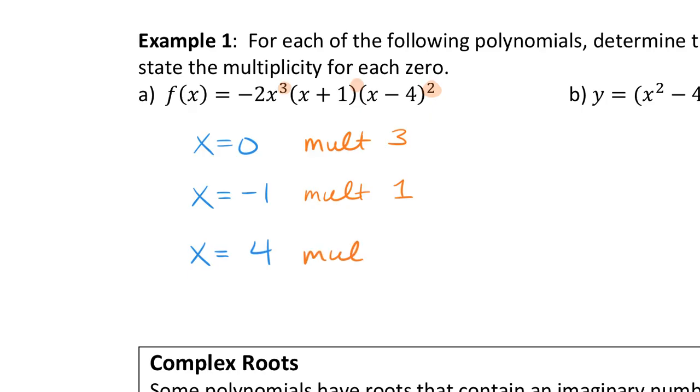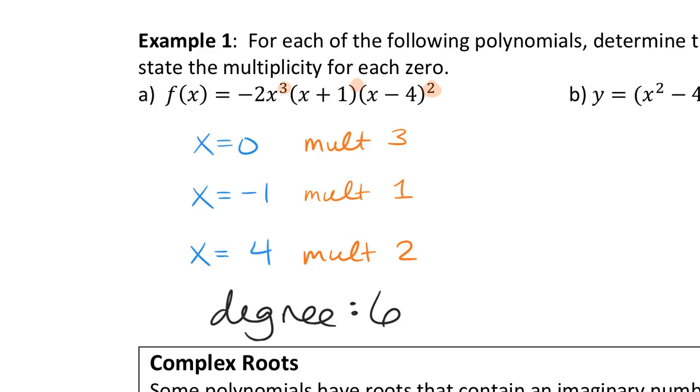2. Multiplicity 2. So interesting here, since we have a zero with multiplicity 3, a zero with multiplicity 1, and then a zero with multiplicity 2, when we add up our multiplicities, how many do we actually have? 6. The degree of this polynomial is actually 6, which is crazy because you wouldn't have seen that right away. You're adding up the powers of all the factors to get the degree.